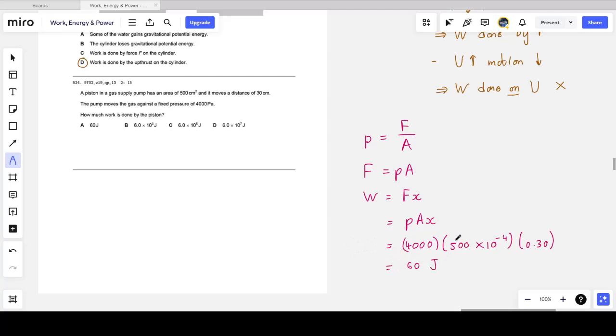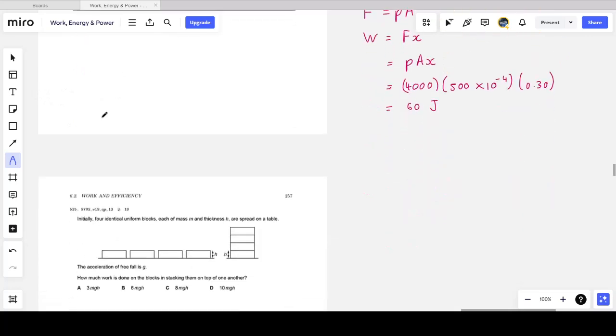So again, when you have a question like this, always remember the definition for pressure and the definition for work. Put them together and you get an equation for work in terms of pressure and area. And so this corresponds with option A.